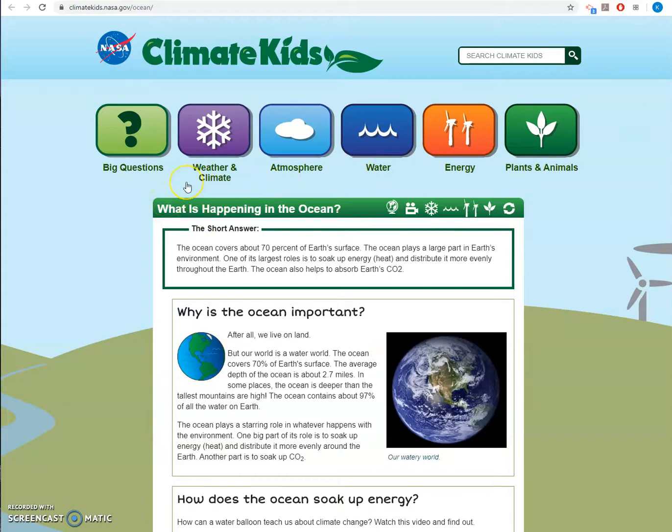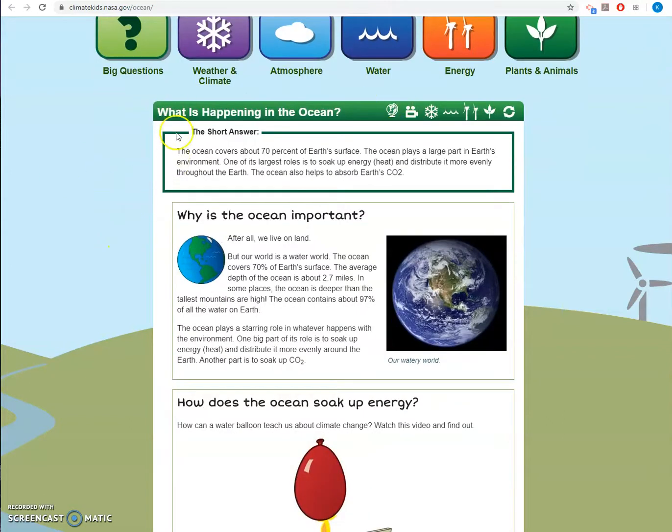It breaks down the information in ways that are just easier to read, instead of having all these fancy words, which you'll see. Don't worry, you'll see that. Here we go. So what's happening with the ocean? All right, well, the ocean is about 70% of Earth's surface. It's a big part of our environment.